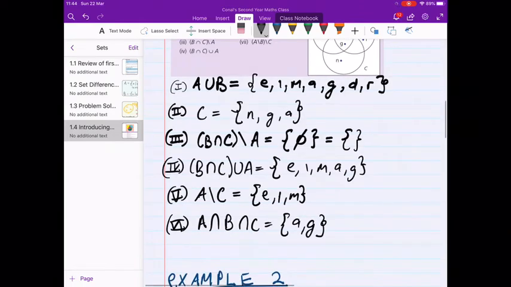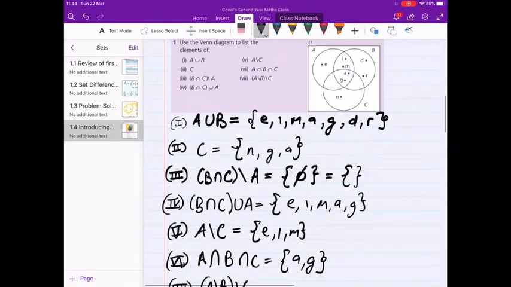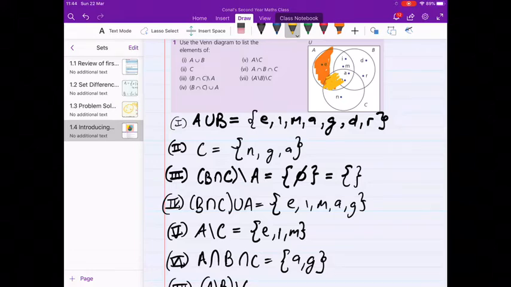Then last but not least, we have A less B less C. So we have VII. So it's A less B less C. So first off, A less B, so A without B will be this part here. But then if we also want to exclude C, we'll have to exclude this bit as well. So only the orange there now. So the only bit that's there is E. So the parts of A we have to exclude are the bits that are in B, and then the bits that are in C as well. So the only thing that's left is E there.